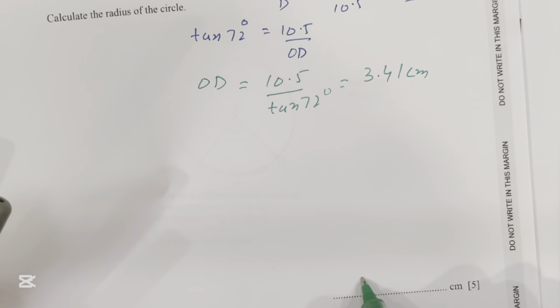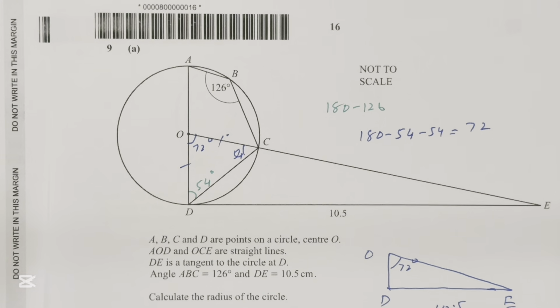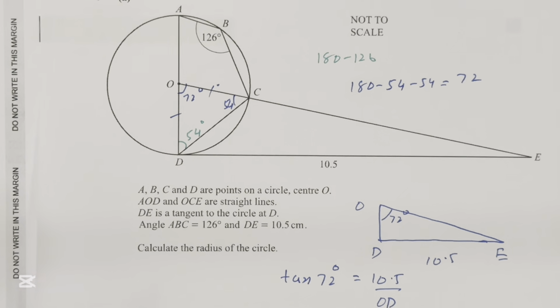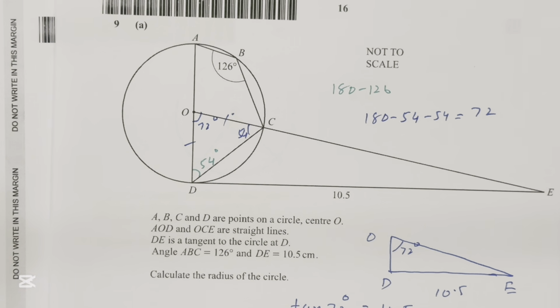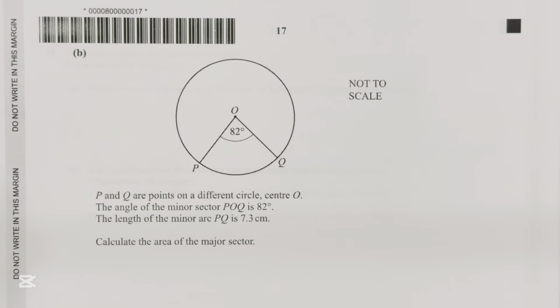So this was an easy question carrying 5 marks, but you need to know the circle properties and cyclic quadrilateral concept very carefully to solve it. If you can't figure out the values of the angles, you can't solve this question. Okay, moving to part B.